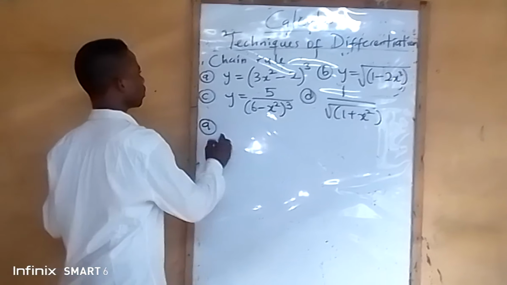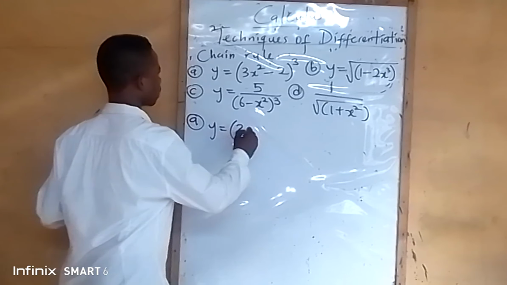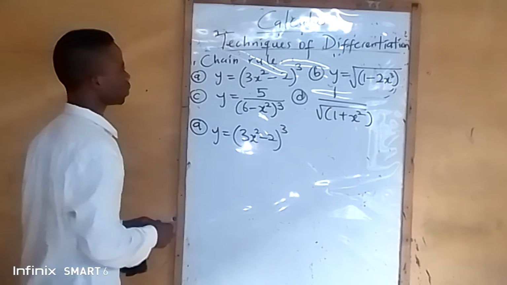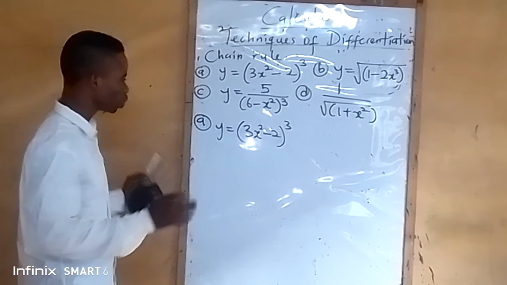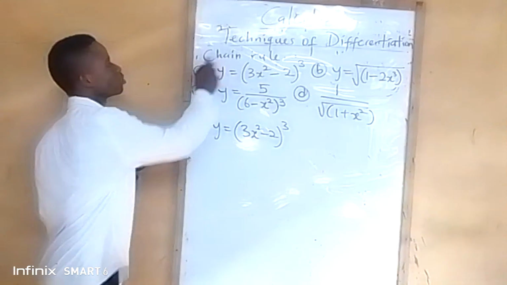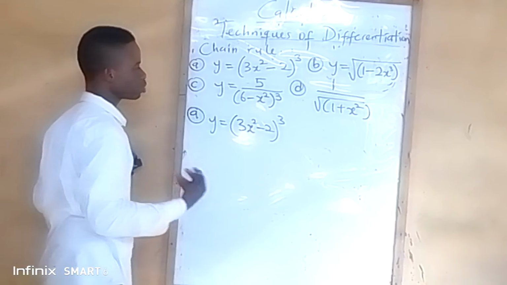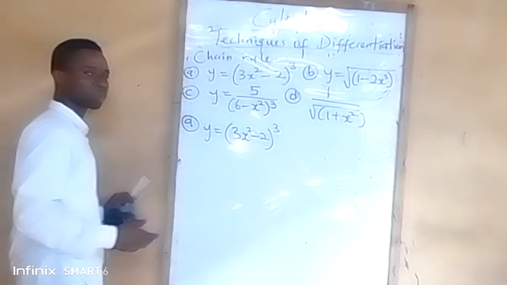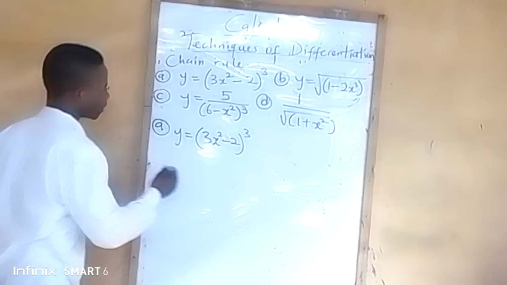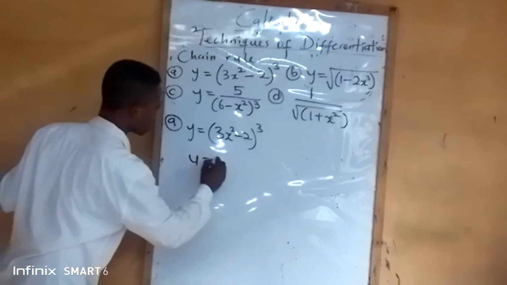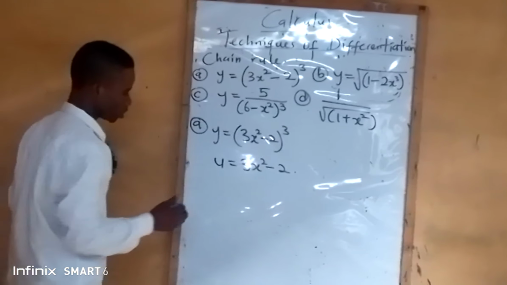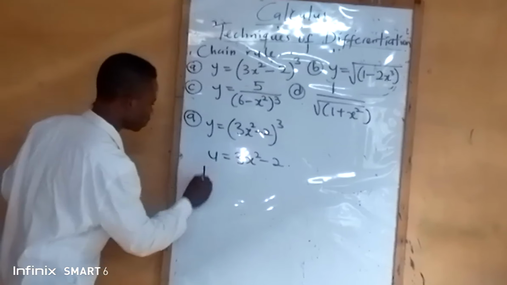A, we say y equals (3x squared minus 2) raised to the power 3. Now, without telling anybody, we should have known that this is a function of a function. So we are using chain rule. Now, how do we solve something like this? The first thing to do is solve this one first by representing it with a letter. We represent this one with u. So u equals 3x squared minus 2. Now we see we have u and x. That means we find du/dx.